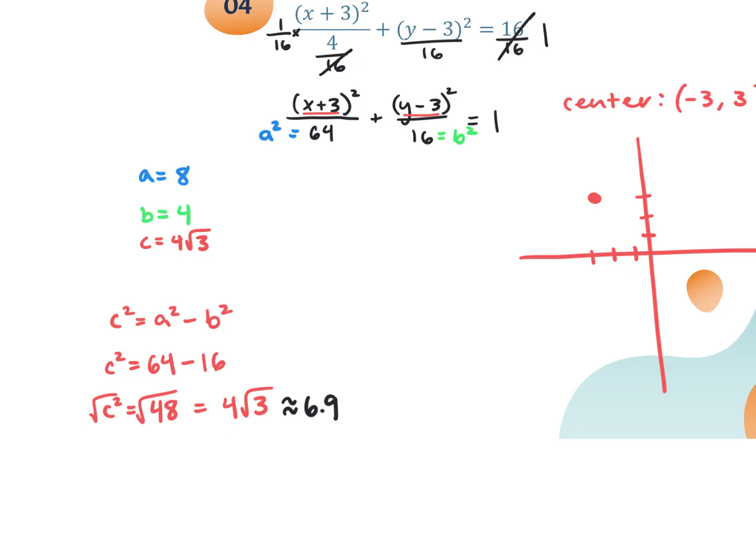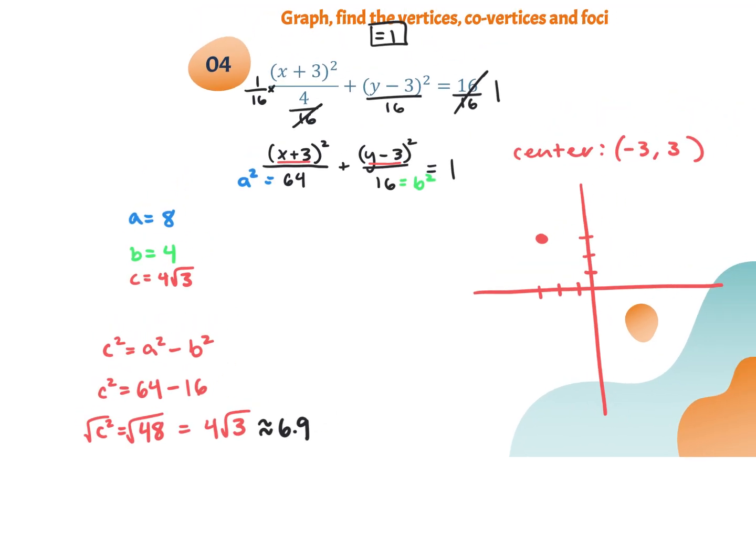All right, so let's graph this and we'll find our vertices, covertices, and foci. So A is under the X. So are we going to have a horizontal ellipse or a vertical ellipse? It'll be horizontal. Since the bigger number is under the X, we're going to move along the X-axis 8. So I'm going to go to the left 8 and to the right 8. So from the center, we always move from our center point. So from that red point that we have there, I'm going to move to the right 8 and to the left 8.